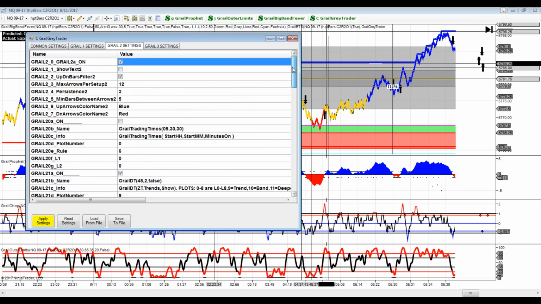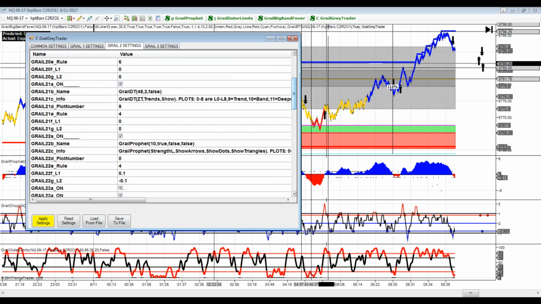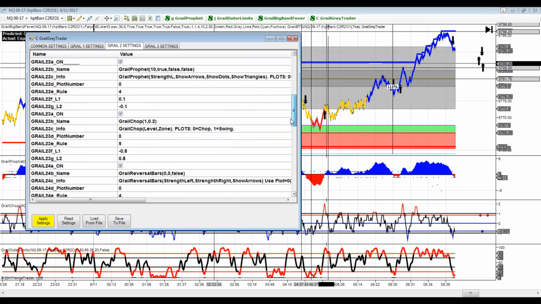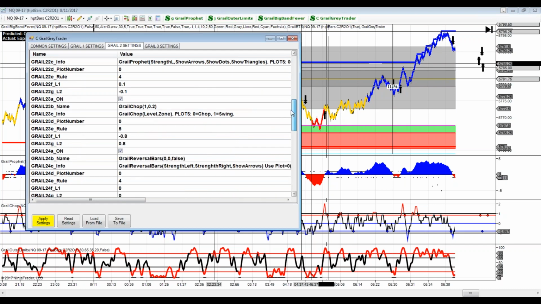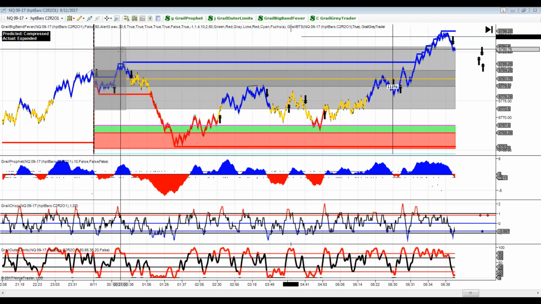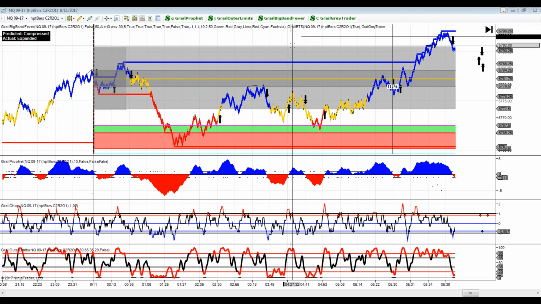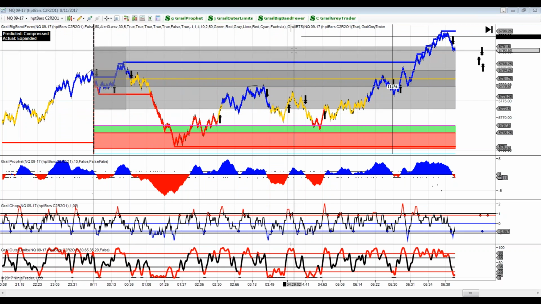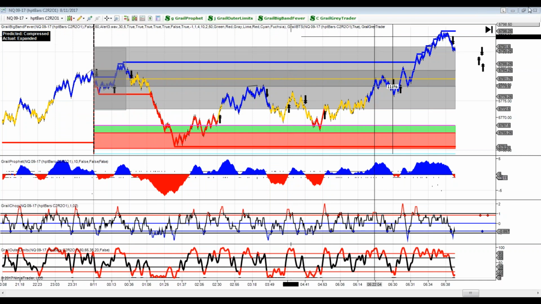Everything else is the same as far as our normal Grail 2 setups that we normally trade on the standard Grail trading system. The only difference is we're trading only in the gray area. So we're trading with the trend, we're using the profit, we're using the chop, we're using the sensitive reversal bars, and we're trading in the gray. Okay, so all of these are on. We're going to apply, and I'm going to reload, and then you're going to see just the Grail 2 trade entries, the normal Grail 2 trade entries that we normally trade, but only if they set up in the gray area.